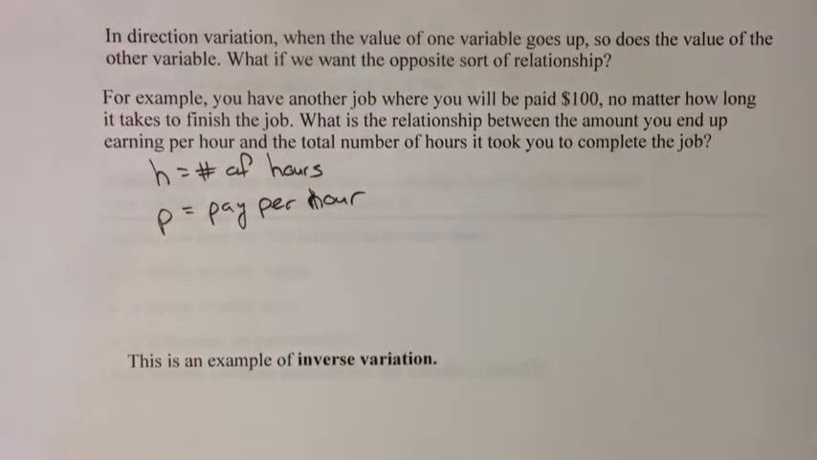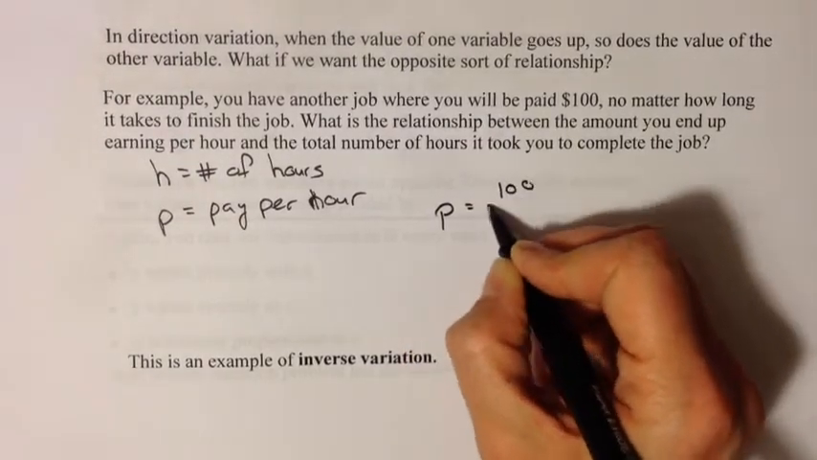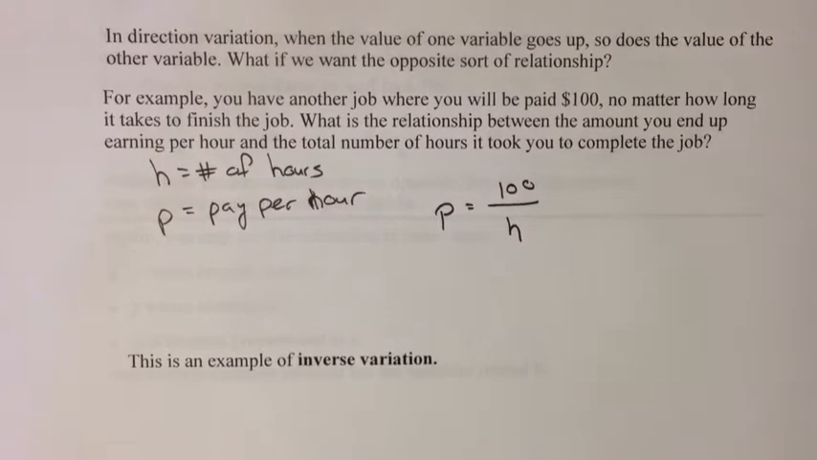In this case, the longer you work, the less you're making per hour. If it takes you 100 hours to finish the job, you only got paid $1 per hour, which isn't really very good. But if you were able to finish the whole job in 1 hour, you got paid $100 per hour, which is pretty great. We can write that relationship down in an equation by saying that your pay per hour is that $100 divided by the number of hours that it takes you to complete the job.